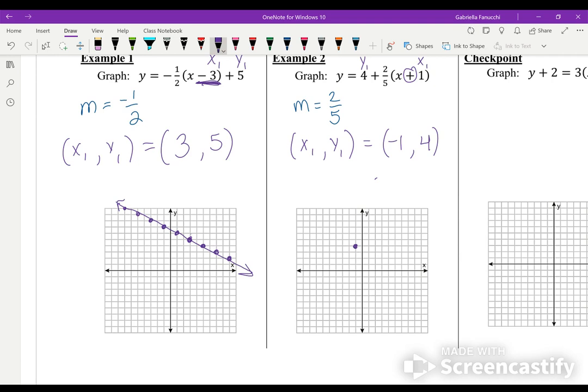Slope is 2/5, so up 2 and over 5: 1, 2, 3, 4, 5. Down 2, and 1, 2, 3, 4, 5. All right, that's as far as we can get. Only 4 points.